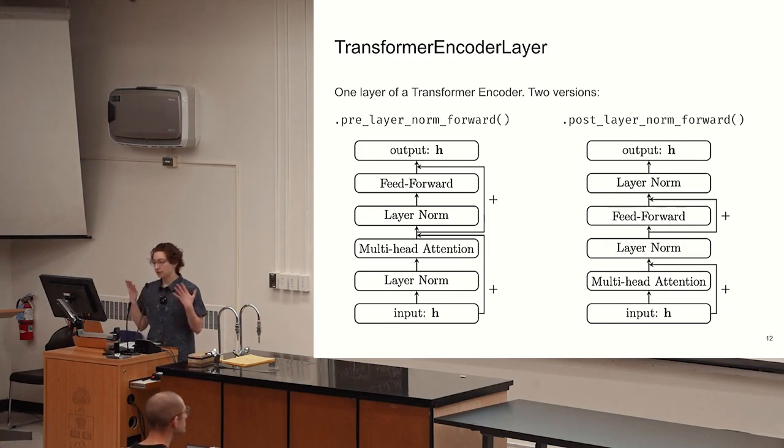And the two relevant methods that you're going to be implementing for this class are the pre-layer norm forward and the post-layer norm forward. So we have two different versions to play around with layer normalization. And this is also to help you get a little bit comfortable implementing things in some different ways. But again, this isn't meant to be a super challenging method.